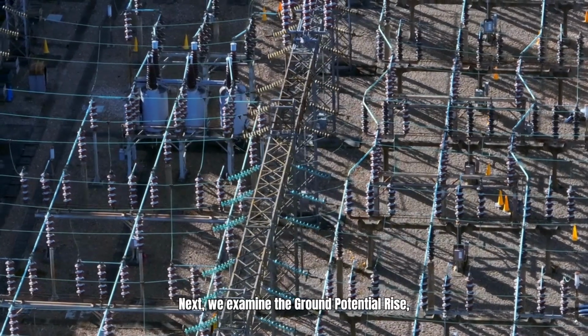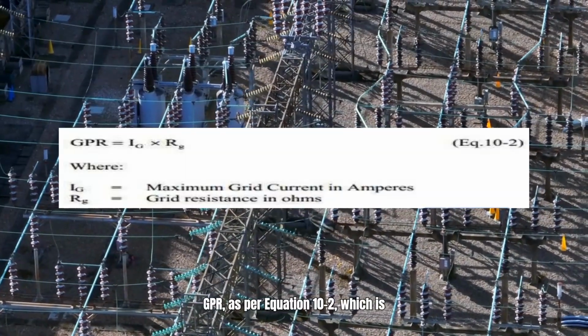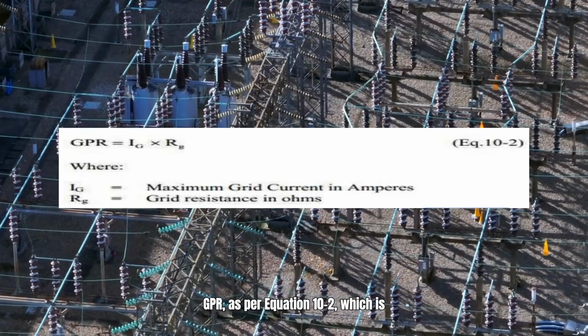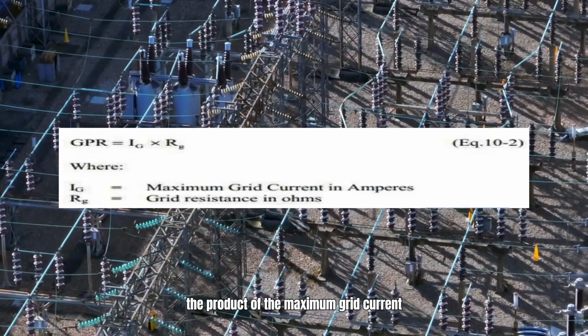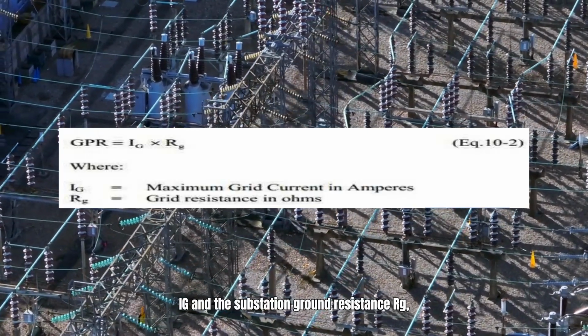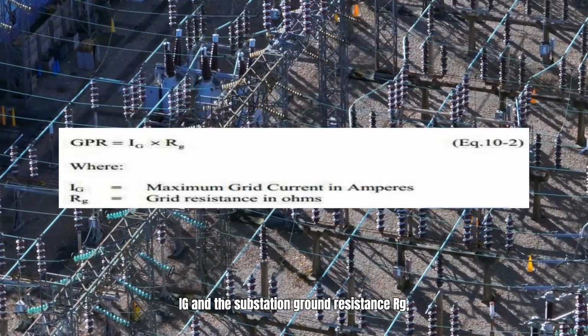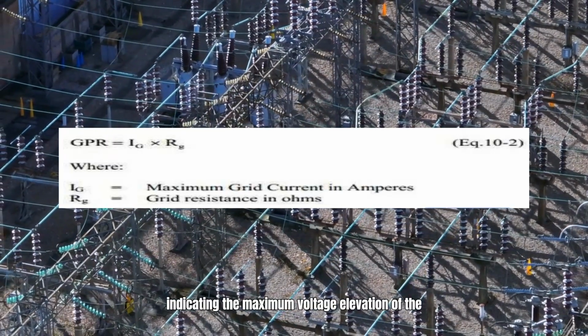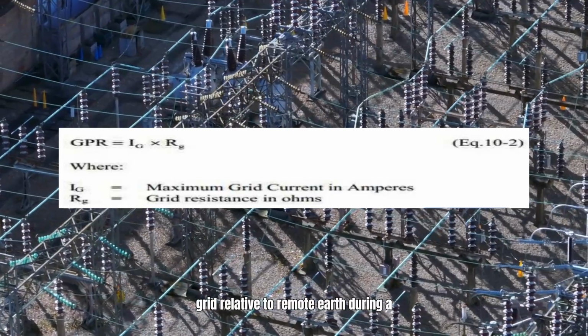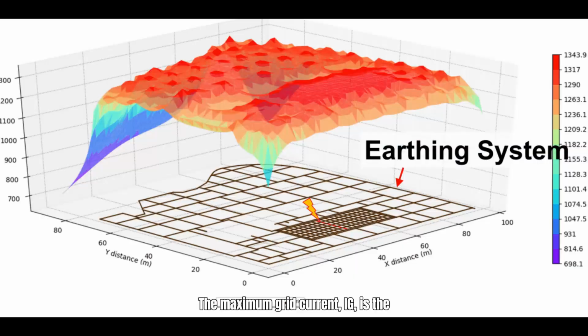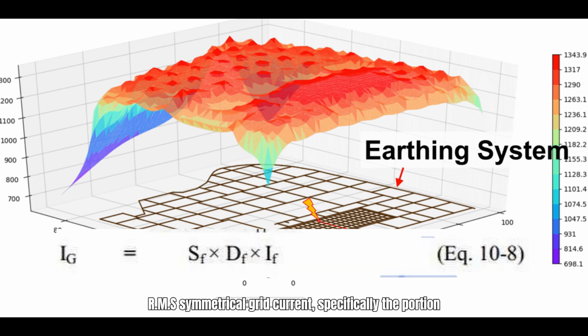Next, we examine the ground potential rise, GPR, as per equation 10-2, which is the product of the maximum grid current Ig and the substation ground resistance Rg, indicating the maximum voltage elevation of the grid relative to remote earth during a ground fault. The maximum grid current, Ig, is the RMS symmetrical grid current, specifically the portion of the symmetrical ground fault current that flows between the grounding grid and the surrounding ground via the soil.